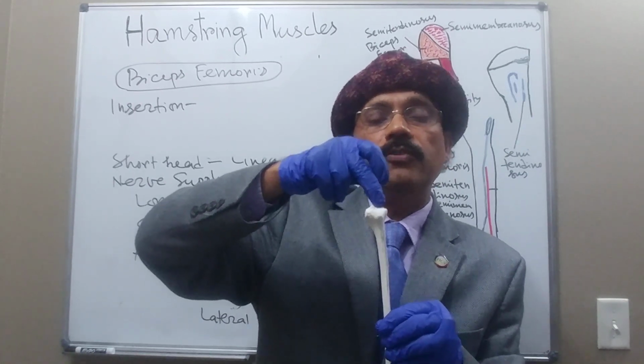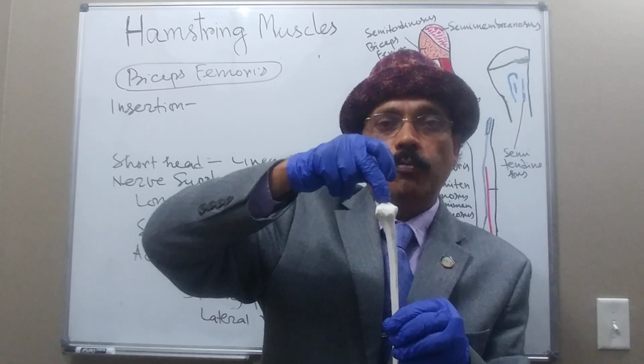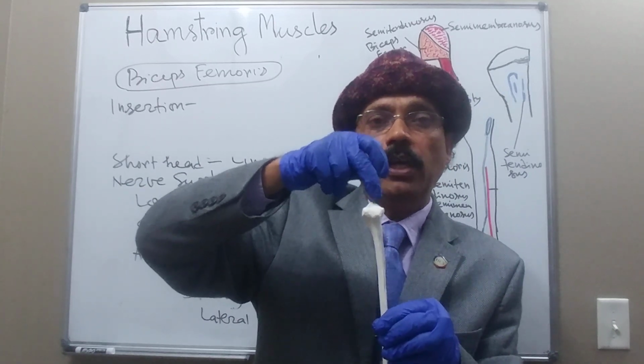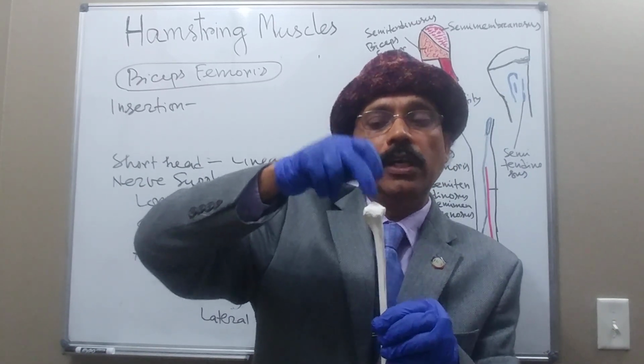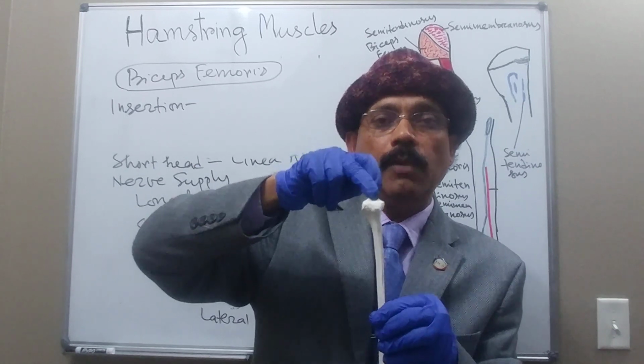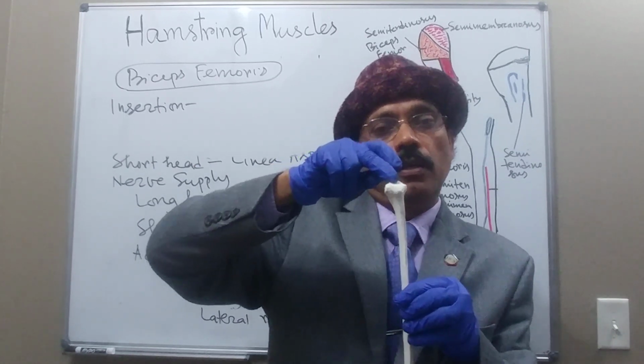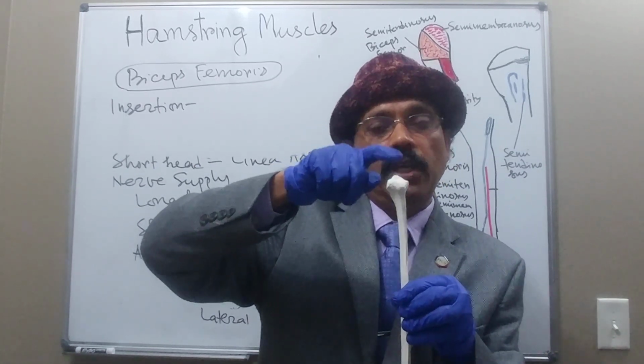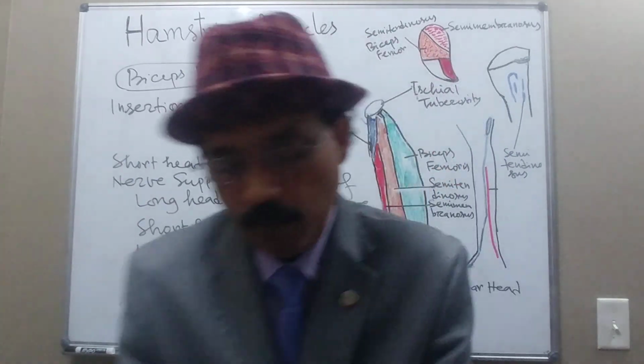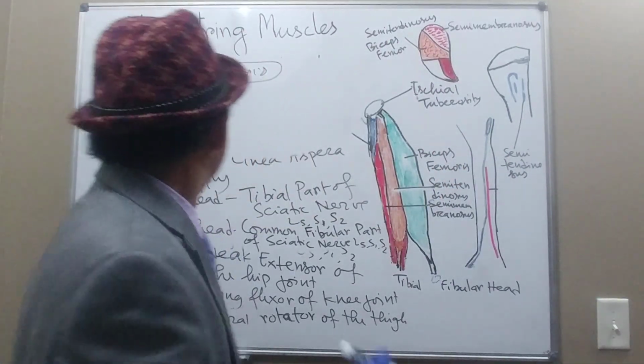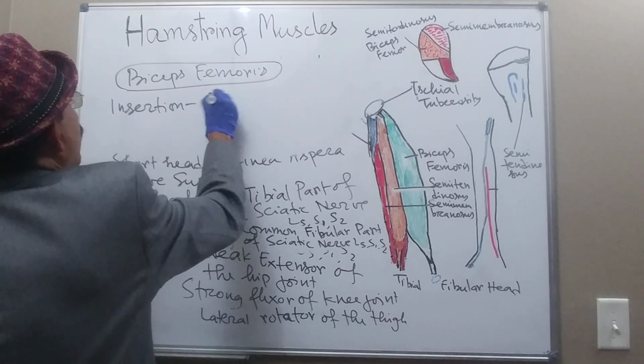So the site of insertion is here at the top of the head of the fibula, around the fibular collateral ligament, in front of the apex of the head or stellate process of the head of the fibula. We got the insertion. Okay, fibular head.